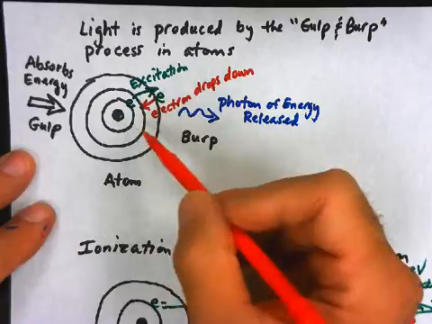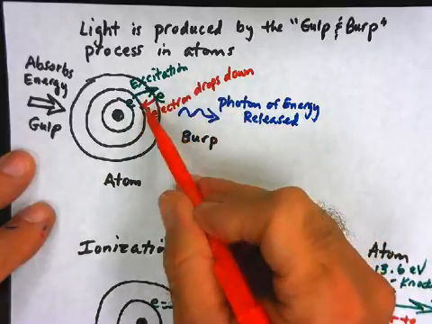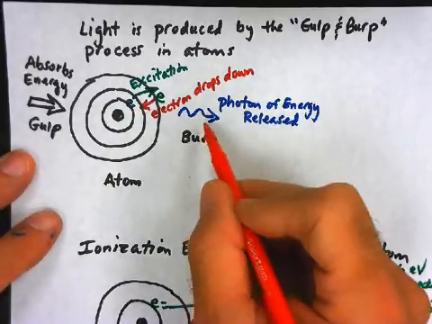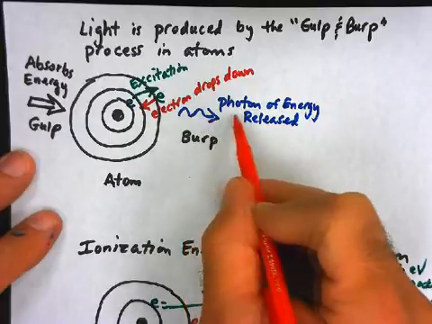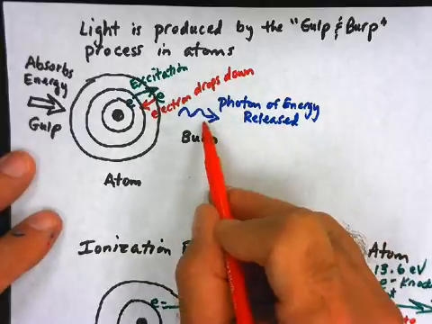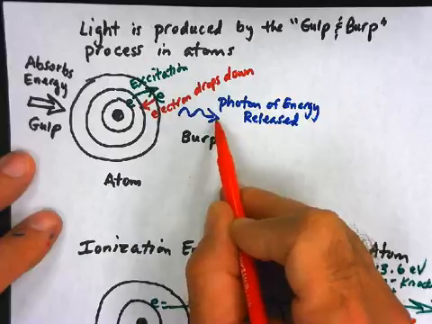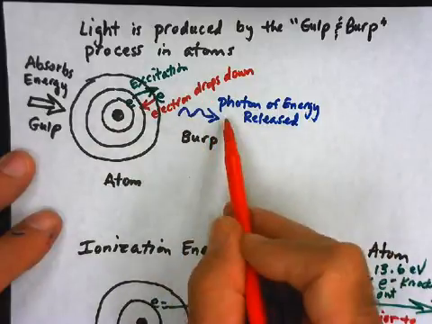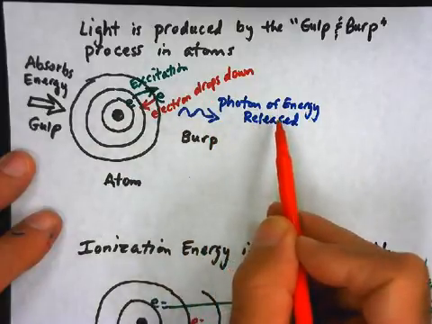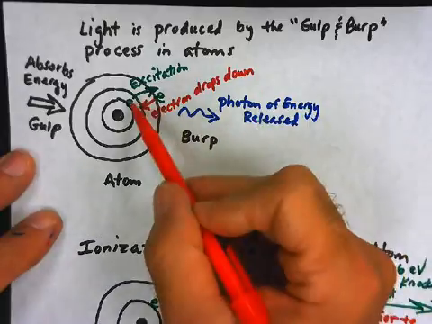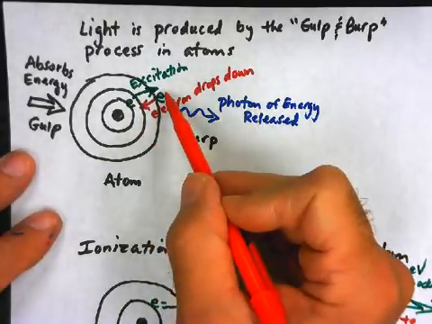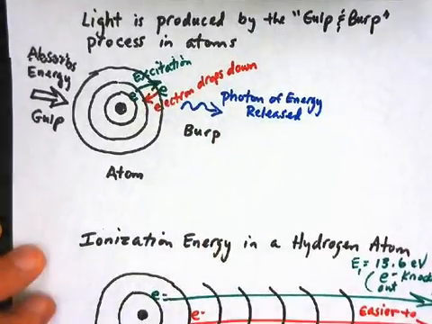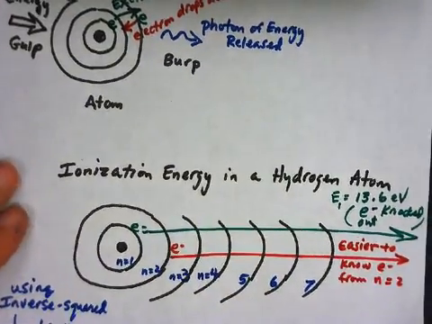Let's say it snaps back down from an excited state down to a less excited state. When it does that, it's going to release that same amount of energy, the difference between those energy levels. It's going to release it in the form of a packet, or quantum, of energy known as a photon. Okay, so this little squiggly arrow represents a photon. So the atom gulps in an appropriate amount of energy and burps out a photon of energy. Gulp and burp. The electron jumps out to an excited state, goes back down to a lower energy state, and burps out that energy.